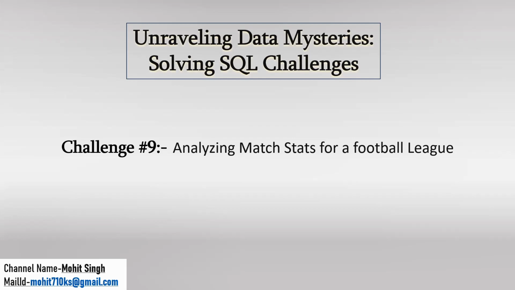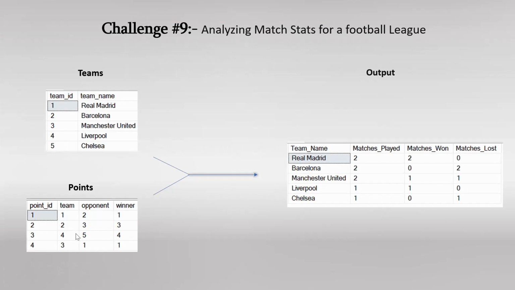Let us discuss. If you observe here on the left side, we have two tables. The first is teams, the second table name is points. In the first table we have team ID and team name of the teams participating in this league. The second table is all about which team played and who won. So we need to analyze the output like this.